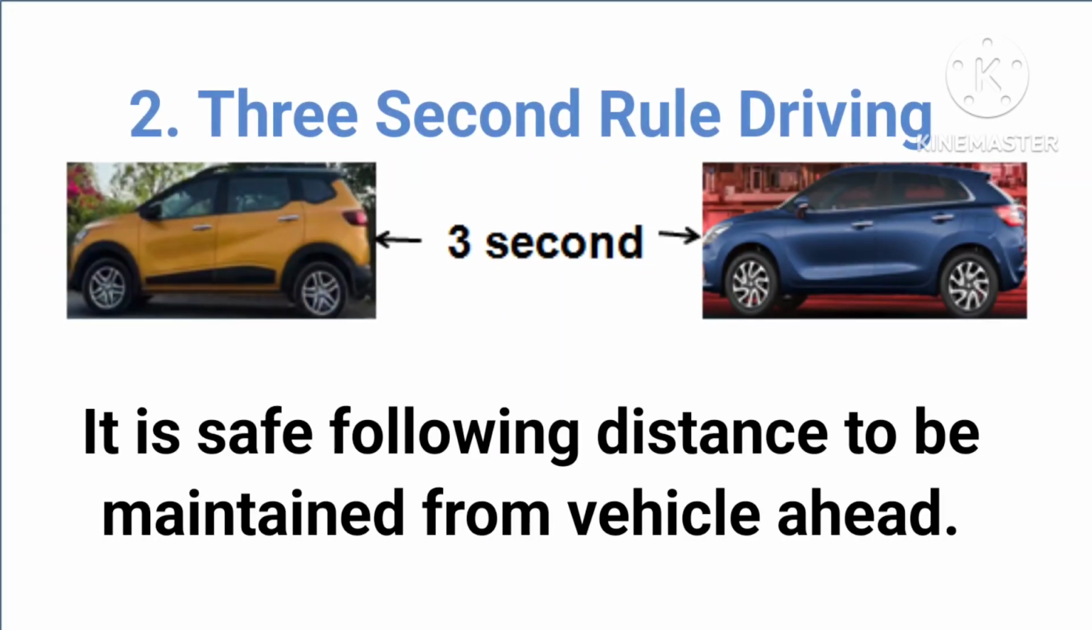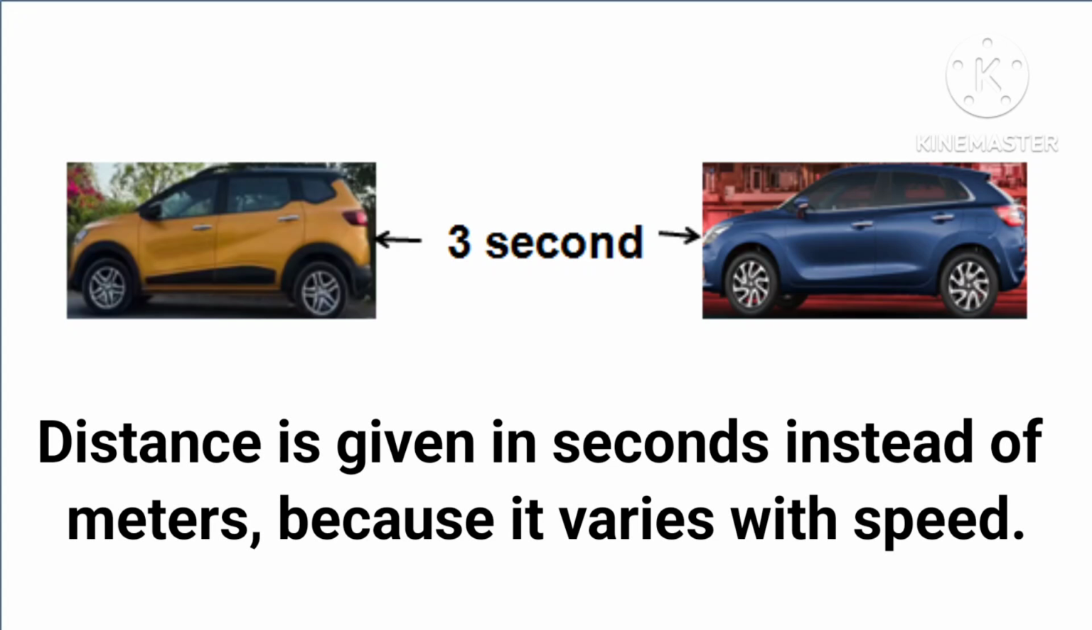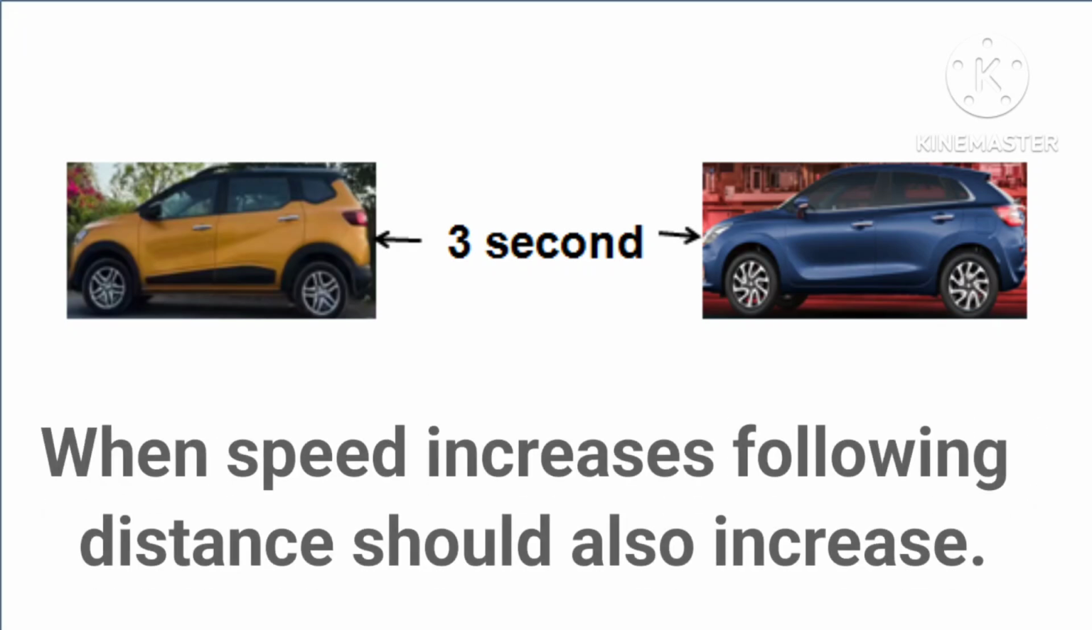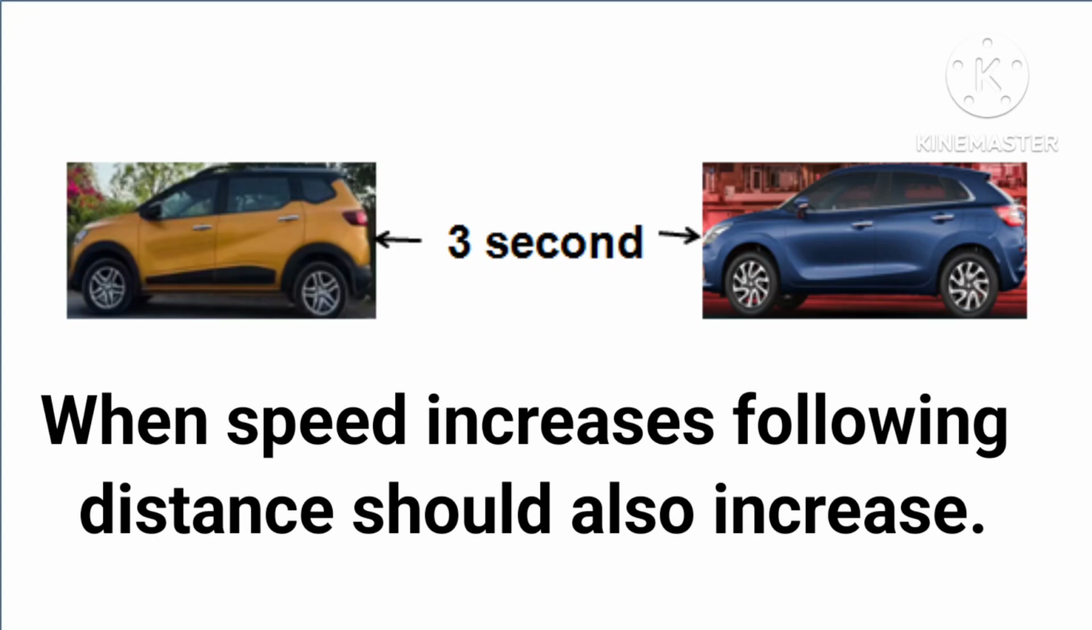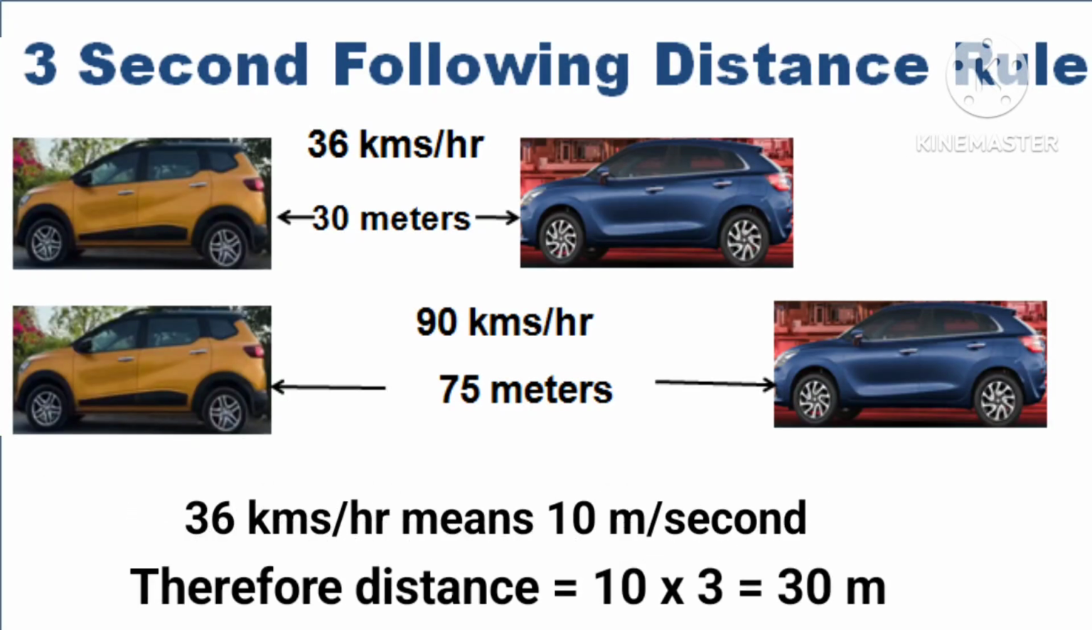2. 3-second rule. It is the safe following distance to be maintained from the vehicle ahead. Distance is given in time instead of meters because safe following distance varies with speed. It means when speed increases, safe following distance should also increase. A speed of 36 km per hour means 10 meters per second. Therefore, as per the 3-second rule, safe following distance is 10 times 3 equals 30 meters.